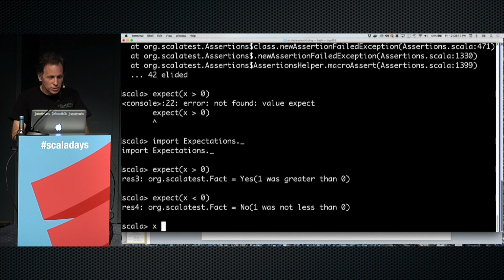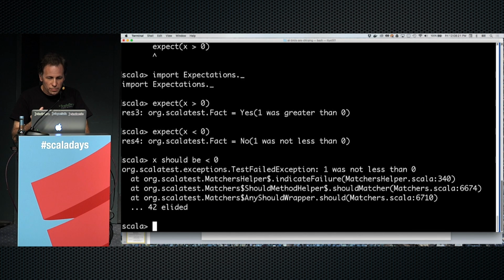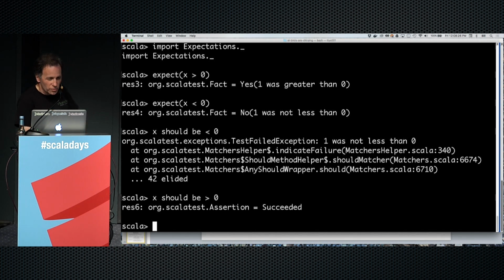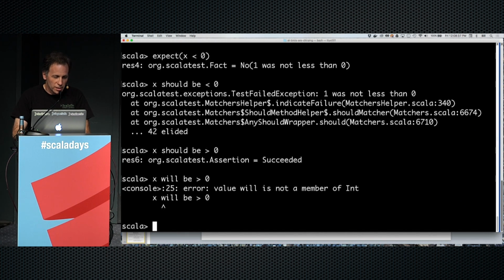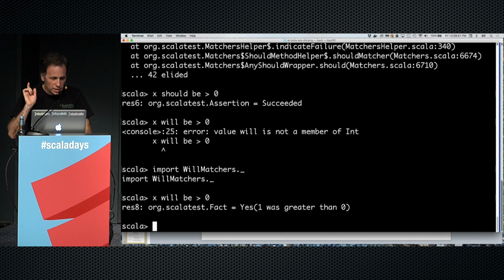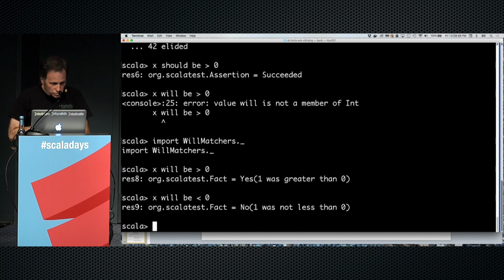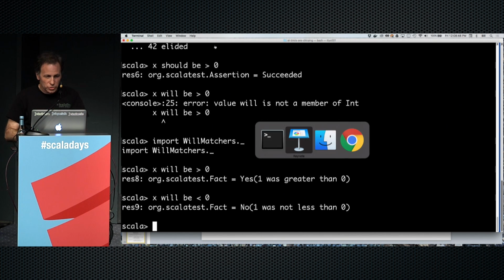So I can say x should be less than 0 gives me the, well, that one is actually the exception. I meant to do that. So the one that succeeds, you get the succeeded singleton, just like assert. Otherwise, you get a test failed exception with an error message. But if you say will, here I'm going to get a yes. Oops, I'm not going to get anything because I didn't import it. Okay, I get a yes with an error message. And if it's false, I get a no. Okay, so that's will matchers.